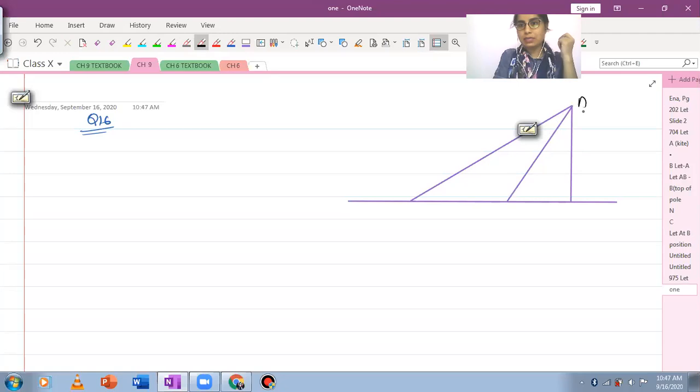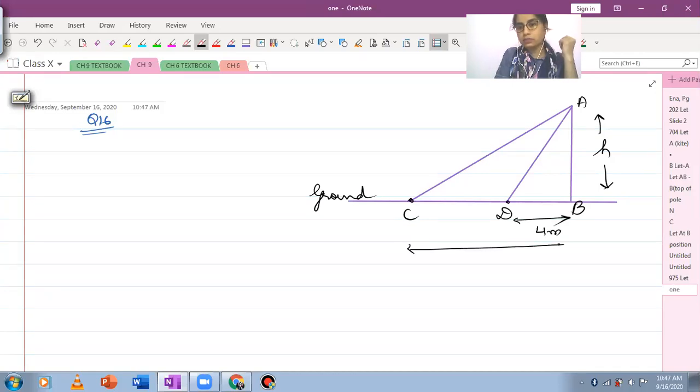So let's say AB is the tower and we are going to take its height as h, and this is the ground. The points can be taken as C and D. The point which is closer is 4 meters away and the point which is farther is 9 meters away. Sorry, the angles are complementary, so we have to let the angles be theta and 90 minus theta. So let's take this as theta and this one as 90 minus theta.